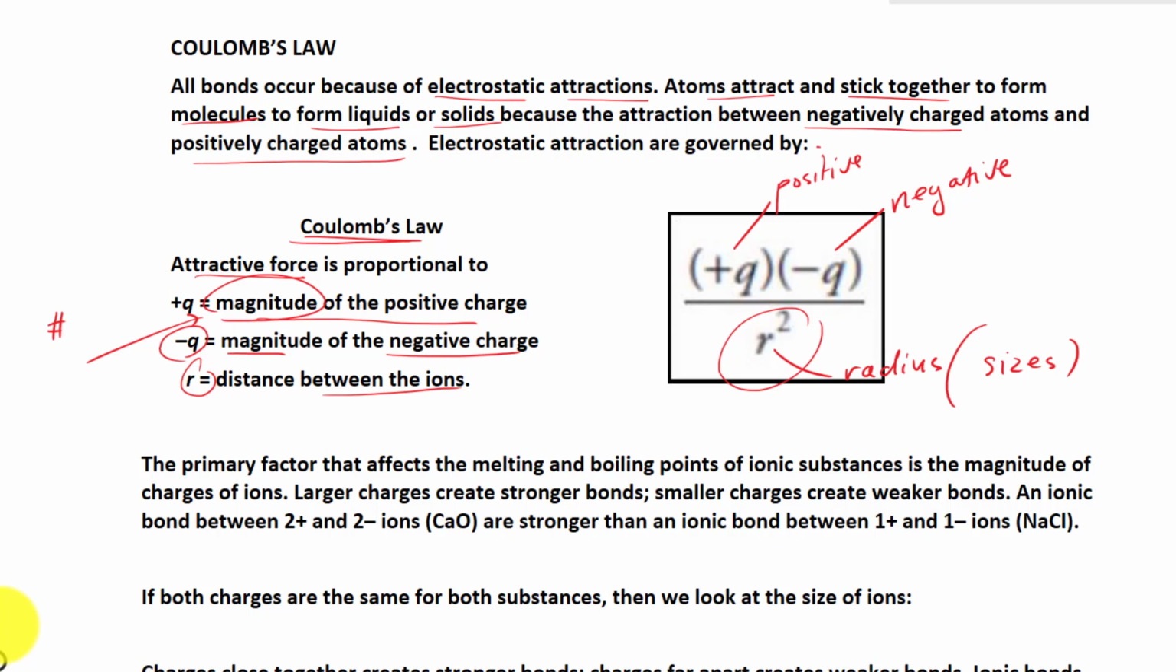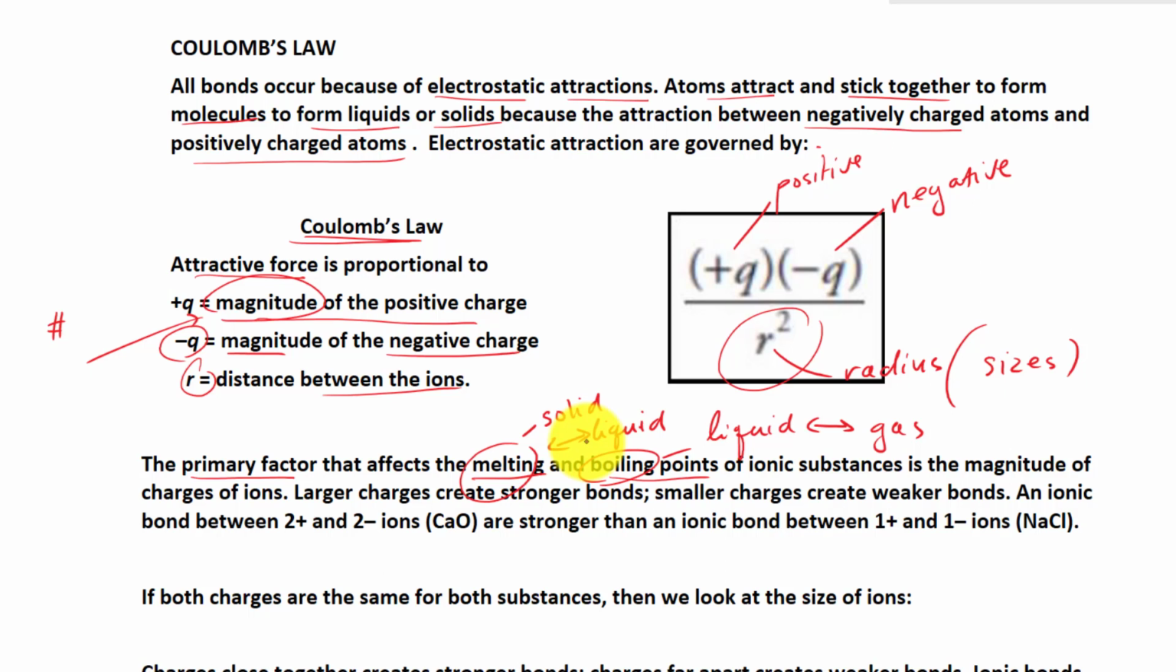Now, using Coulomb's law, we can determine the primary factors that affect the melting and the boiling points. What is melting point and boiling point? Well, think of melting, right? That's from solid to liquid, or vice versa. And boiling point is from what? From liquid to gas, vice versa, okay? So gas to liquid or liquid to gas. In this case, the same thing. Solid to liquid or liquid to solid.